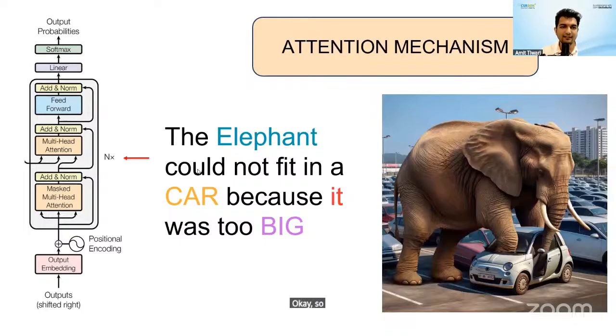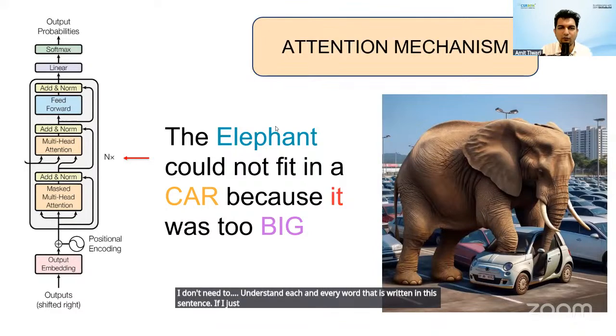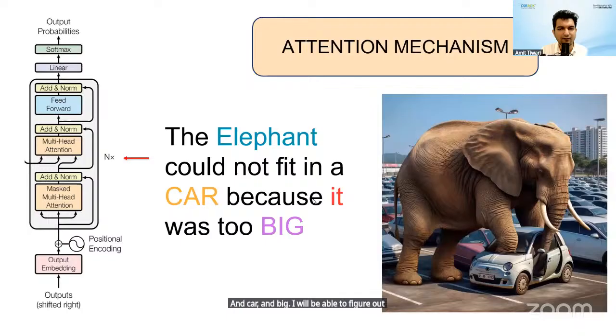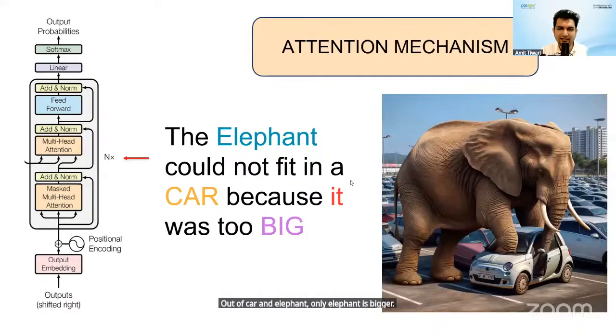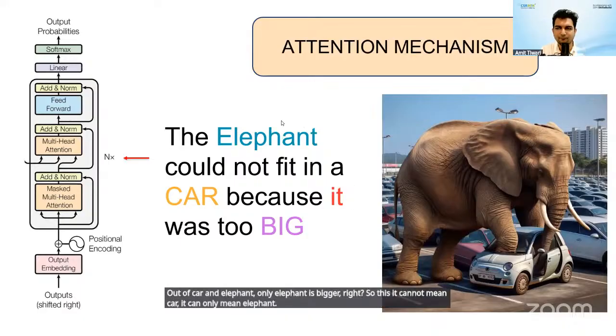Okay, so Sehul is saying that elephant, yes. And why elephant? Because when I pay attention to these three words, in order to understand this sentence, I don't need to understand each and every word that is written in this sentence. If I just pay attention to elephant and car and big, I will be able to figure out the meaning of "it". If I pay attention to big, I know that out of car and elephant, only elephant is bigger, right? So this "it" cannot mean car, it can only mean elephant, right?